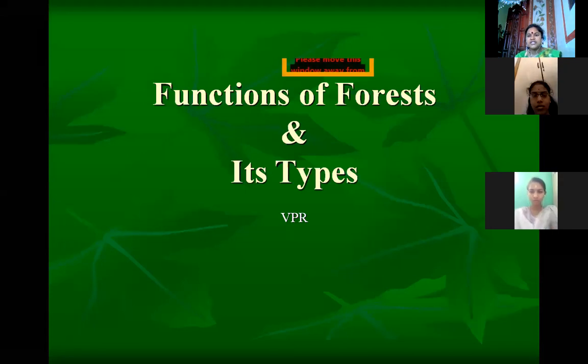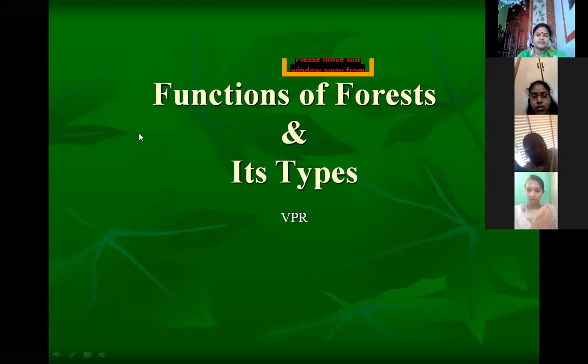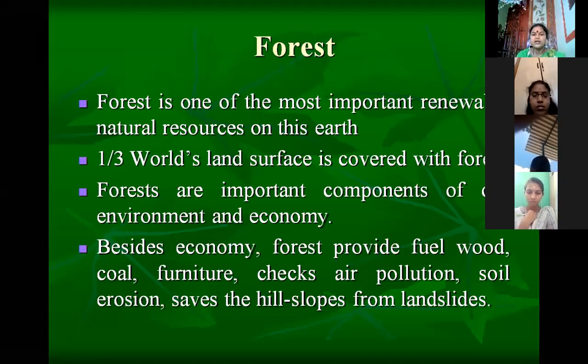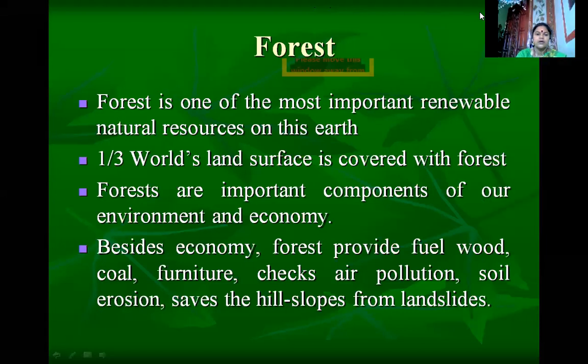Today, let us see functions of forest and its types. See, forest is one of the most important renewable natural resources on this earth. One third of the world's land surface is covered with forest region, and forests are important components of our environment and economy. Besides economy, forests provide fuel, wood, coal, furniture, check air pollution and soil erosion, and save the hill slopes from landslides.